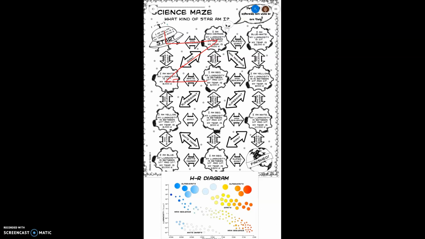Okay, so it says I am red and my luminosity is between 10 to the third, 10 to the negative second power, and 10 to the negative 3. So it's somewhere here. And then it says it has a temperature of 3000. So it's about here. So these are main sequence stars because they fall in here.